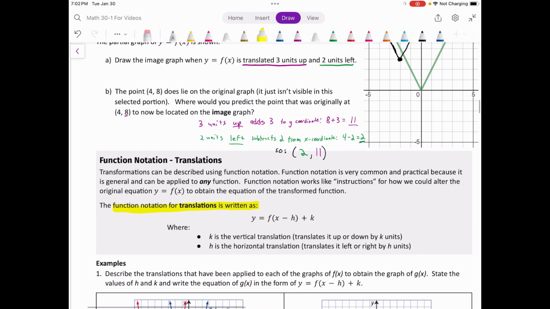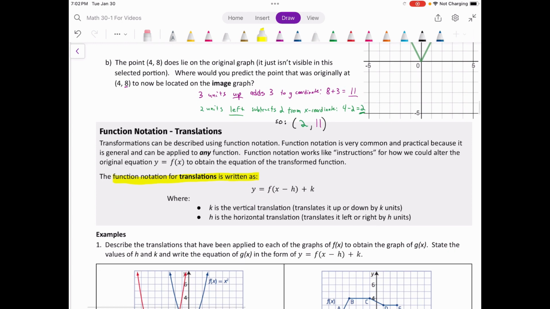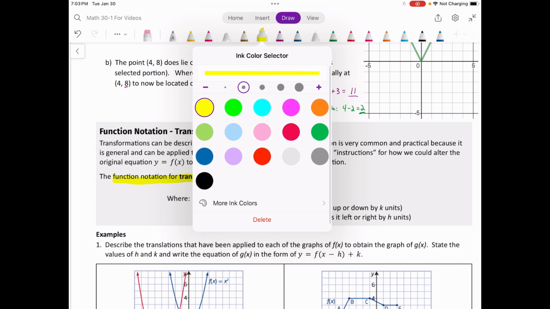So if we know how to read it, we know what these parameters are telling us to do to the graph, right? Notice how similar this looks to vertex form for a quadratic function, a times x minus p squared plus q. Guess what? Vertex form is actually the general function notation for how to transform a parabola, how to transform a quadratic function. So we're just taking that and making it more general so that we can transform any function. That's what we're doing in Math 30 now, okay?